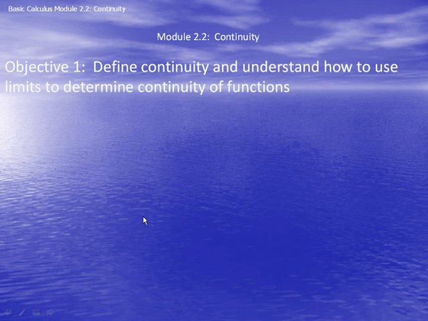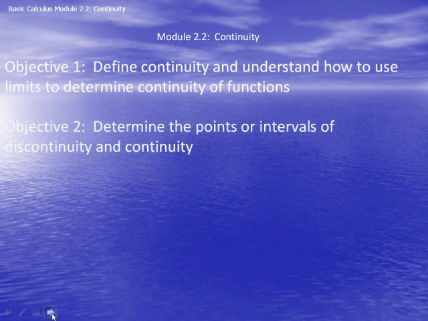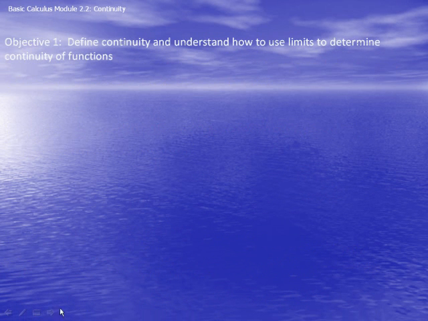Module 2.2, Continuity. Objective 1, determine continuity and understand how to use limits to determine continuity of functions. Objective 2, determine the points or intervals of discontinuity and continuity. Objective 1, define continuity and understand how to use limits to determine continuity of functions.